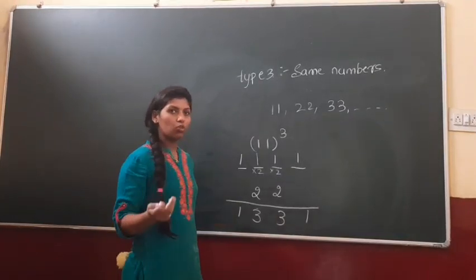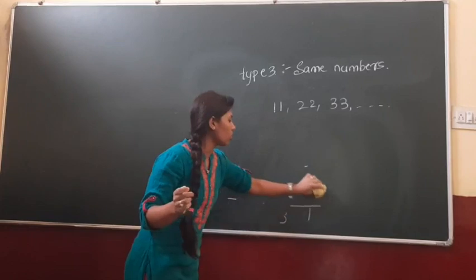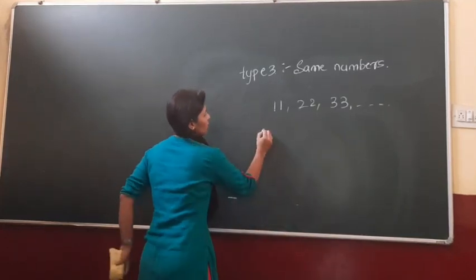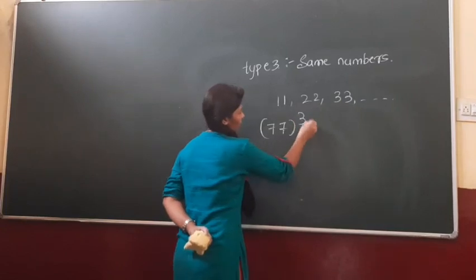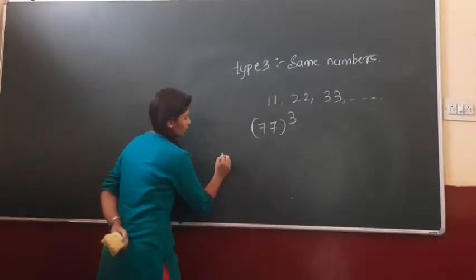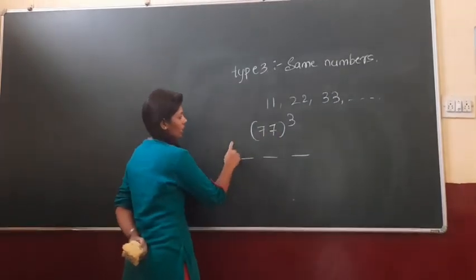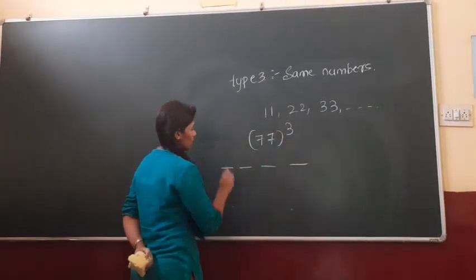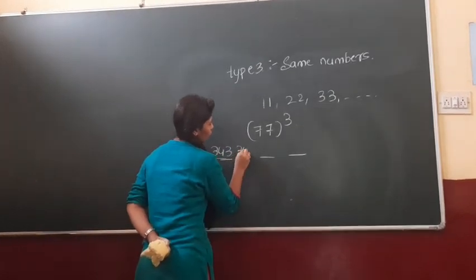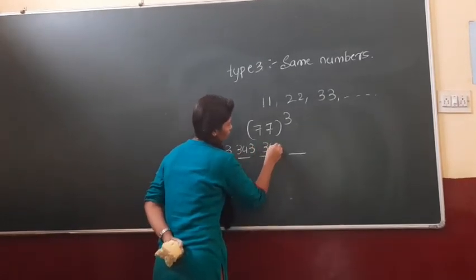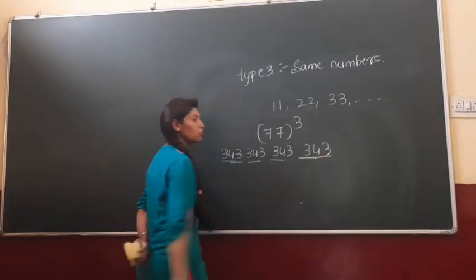In order to make you understand better, I will take another example. For example, if I take 77 cube, that is again 4 spaces. Then we need to write 7 cube. That is 7 cube is 343, 343, 343 and 343 in all the 4 spaces.